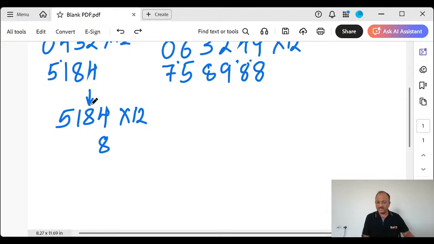So double the number is 16. 8 to the 16, plus 4 is 20. See here, you got a carryover of 2. So what we do? 0, no? I'll put 2 dots. Then double this number, 1, you will get 2, plus 8 is 10.